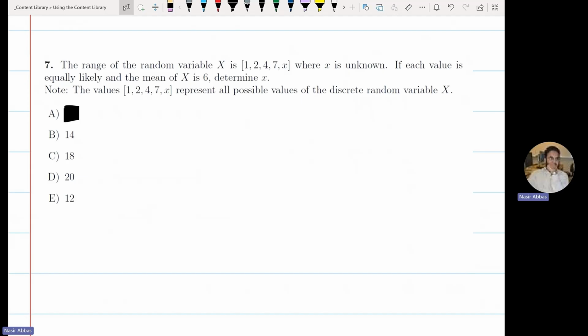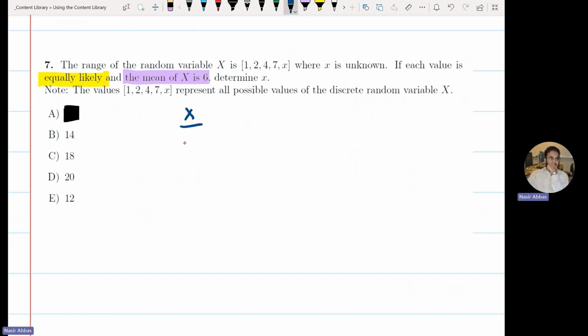So this is very, very important. Equally likely. We are not giving you the probabilities directly. We are giving them to you indirectly by using the words equally likely. Clear? Then another piece of information is given. That is, the mean of X is 6. Now find the missing value.